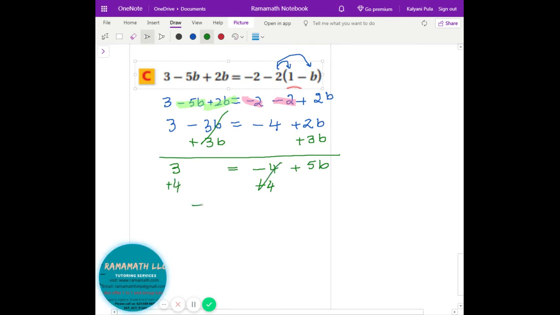So that gives me 7 here. And this is 5 times letter B. So 5 times letter B is nothing but 5 times B. So you divide by 5. Did I do any mistake? No. Okay. So the B is going to be 7/5.